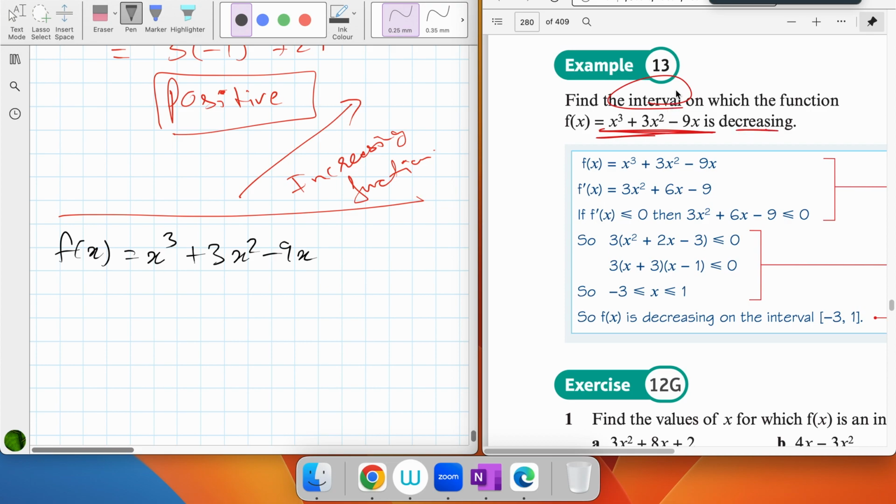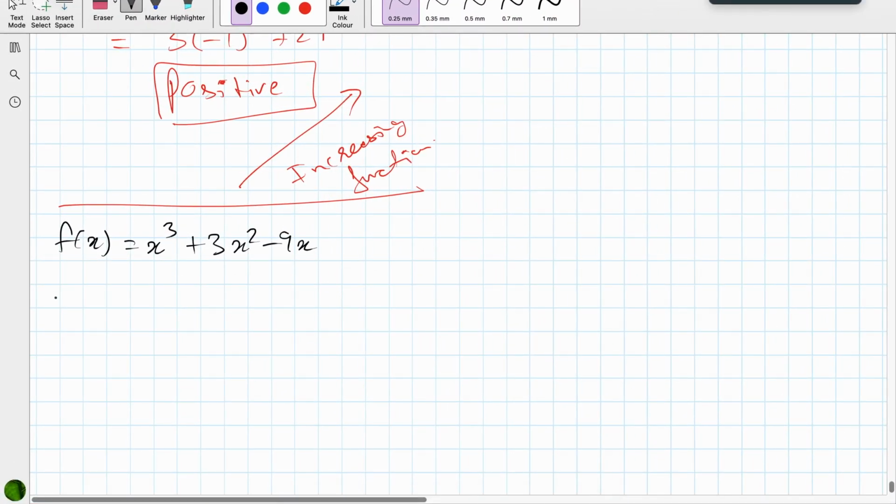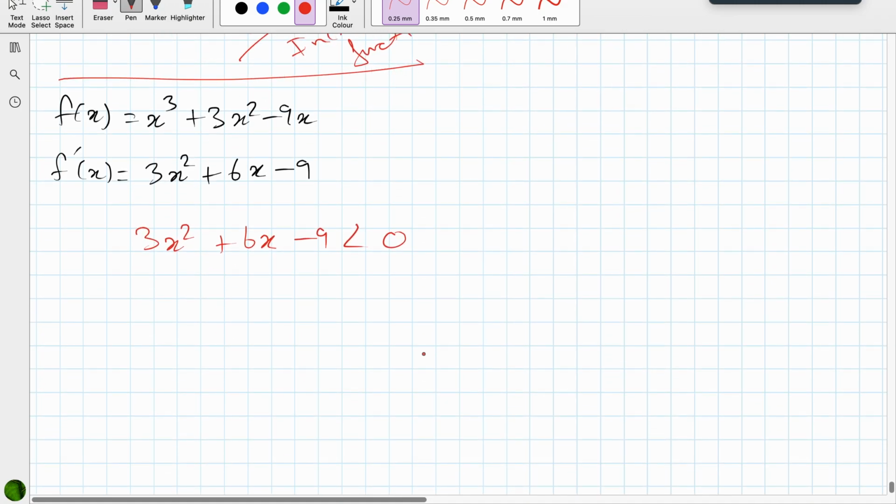These are the two hints. The interval is unknown, but one thing is given: the function is decreasing. Whenever it is increasing or decreasing, we find f dash x, that is 3x squared plus 6x minus 9. Differentiation done. The function is decreasing, so it must be negative, right? So it is less than 0.